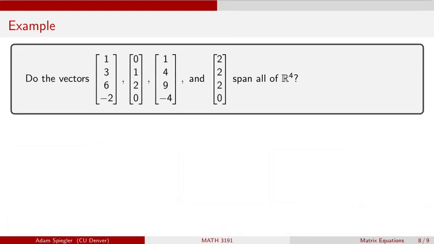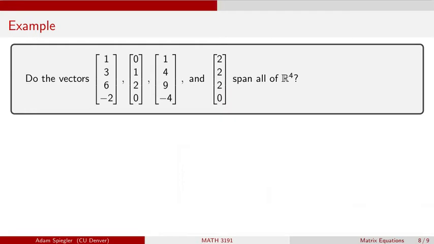Okay, let's consider the following example. I have four different vectors. We'll call this vector A1: 1, 3, 6, minus 2. Vector A2 is 0, 1, 2, 0. A3 is 1, 4, 9, minus 4. And the fourth vector, A4, is 2, 2, 2, 0.